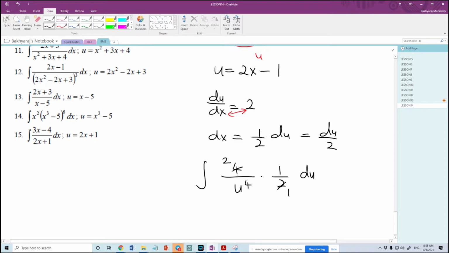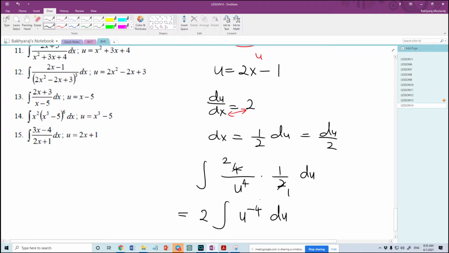Okay, since u is a denominator and we need to make it a negative power, so kita kena bagi dia negative power. So 2, you do what? You can bring it to the front lah. Okay, bawa pergi depan. Integrate. And u you can make as a negative power, so you get what? U power of negative 4 du.